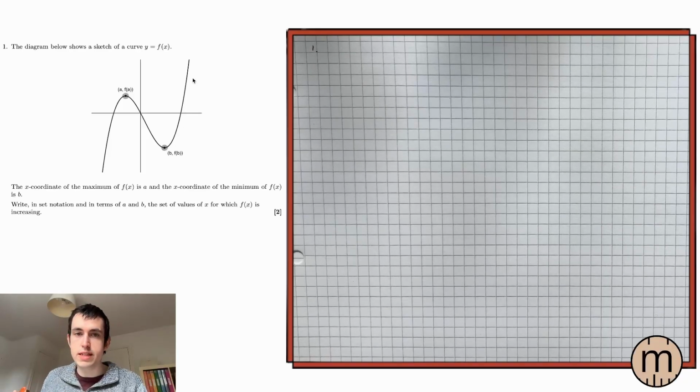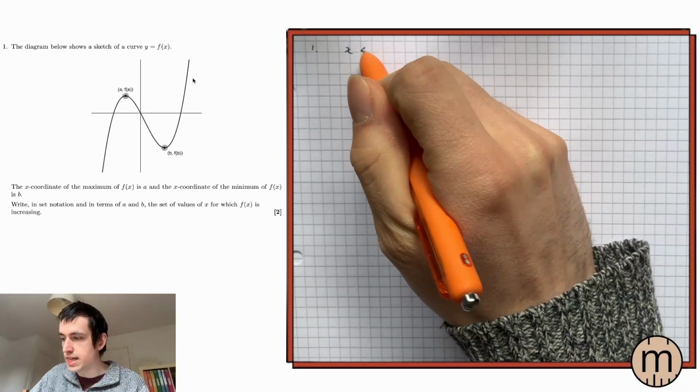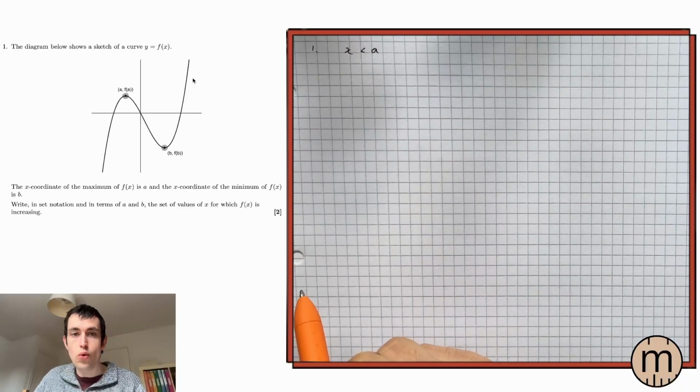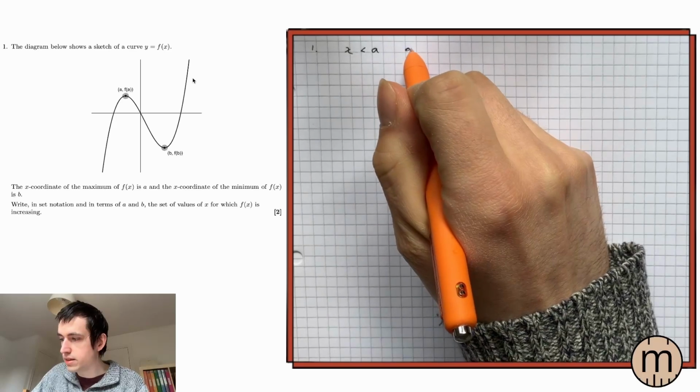So in order to write this, we are thinking about all the points to the left of A, which means that x is less than A, or not in the middle bit, but after B. So or x is bigger than B.